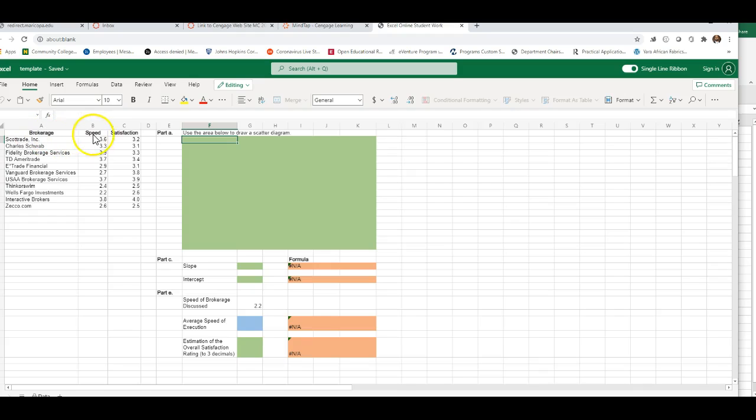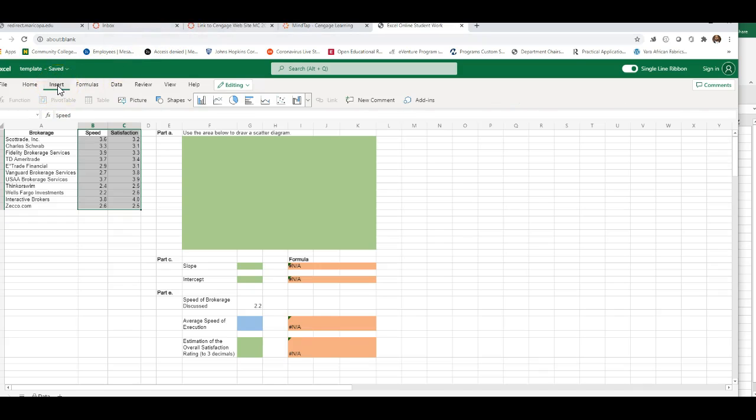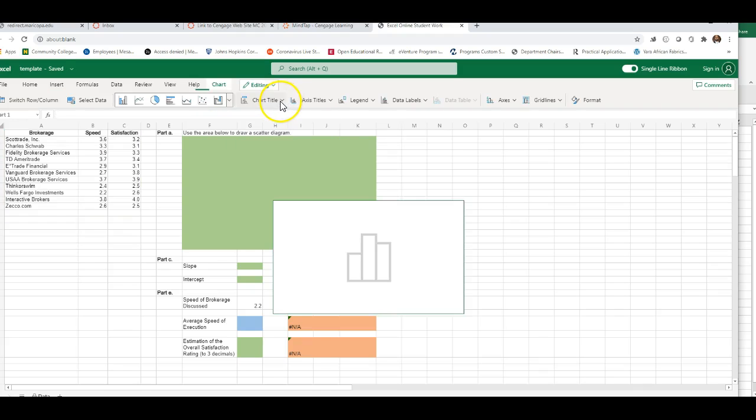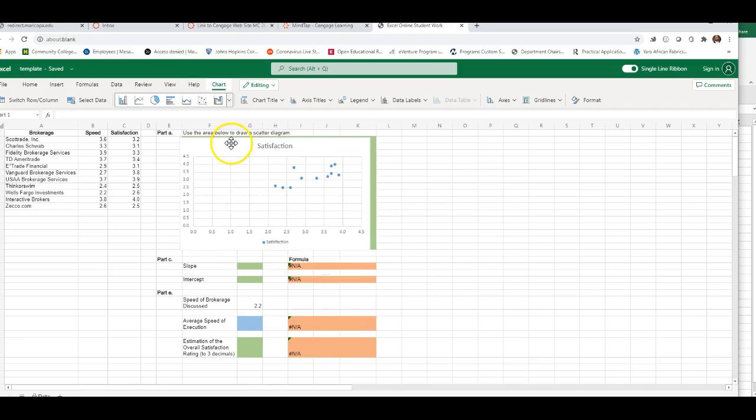So we draw the scatter diagram by highlighting all of the data, including the label. We click on Insert. They have a modified menu. This is not the menu you would see necessarily in your Excel, but we want a scatter diagram with only markers for the data. And this is what that diagram looks like.